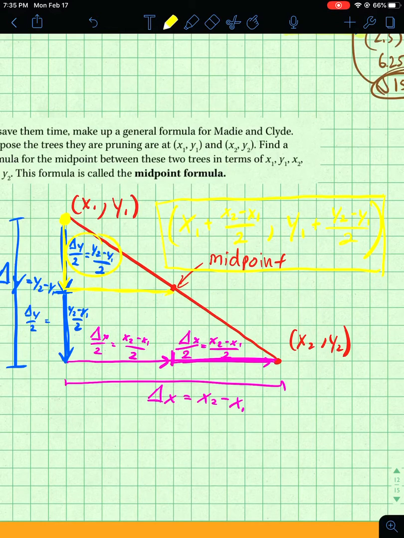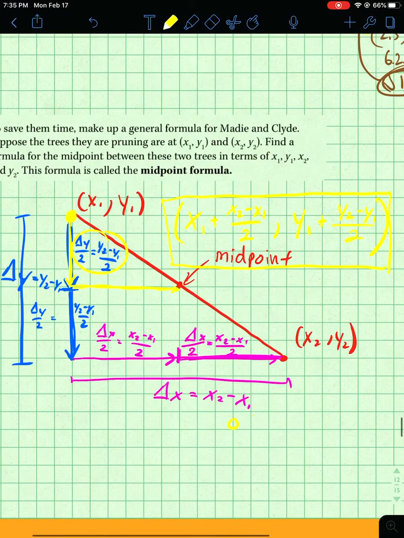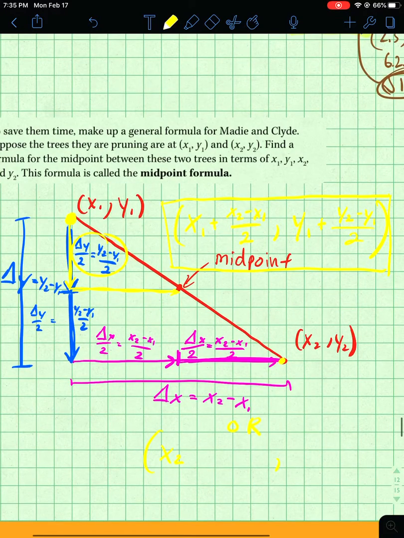Start there, figure out the change, go there, start, and that could have worked this way too. You could have started at x2, y2, go this way, add on x2 minus x1 over 2, and for the y, adding on y2 minus y1 over 2.